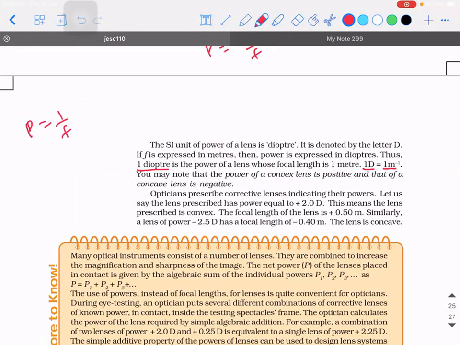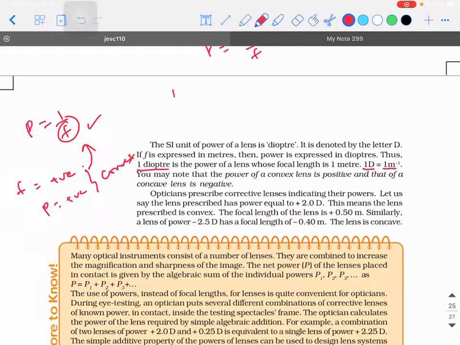If you need to find the sign of the power, the sign of the power is decided by the sign of the focal length of the lens. If the focal length is positive, then power is also positive. It is possible for a convex lens. If the focal length is negative, power will also be negative. It is possible for a concave lens, right?